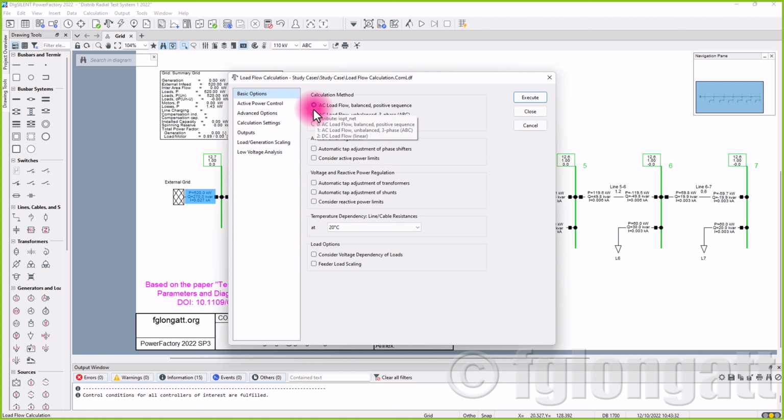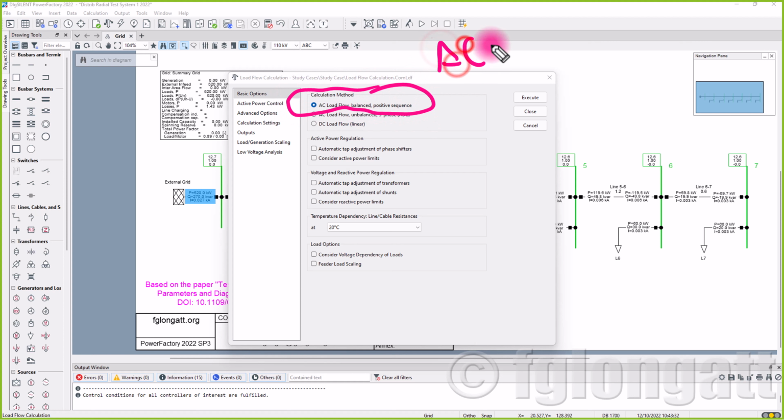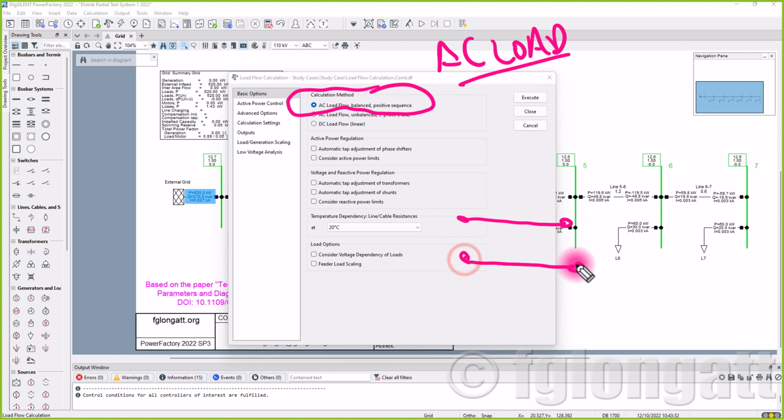the load flow that we are running is basically an AC load flow. As I explained yesterday, this is the classical AC load flow. What does classical AC load flow mean? If you remember, the power system is basically a three-phase system. We have line one, line two, line three. And when we are using the classical load flow, we assume that this system is balanced.